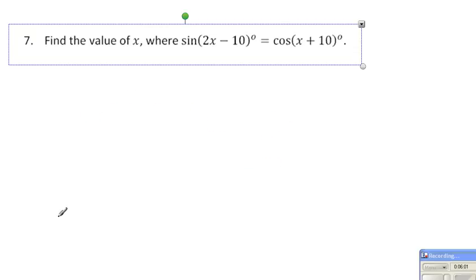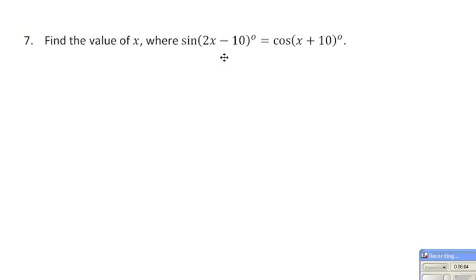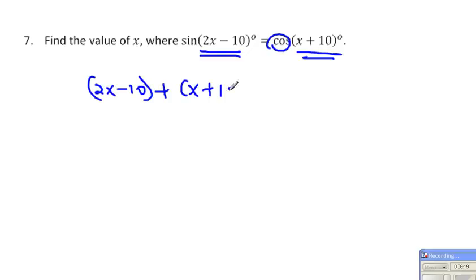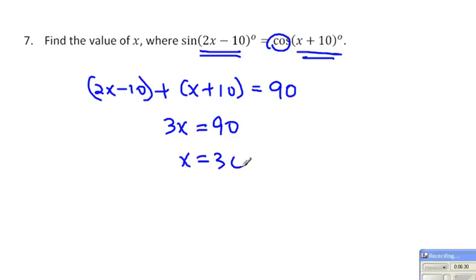Now, number 7. Likewise here, when the angles are complementary, from the chart right here, the values should be equal to each other. So in other words, 2x minus 10, when added to x plus 10, will be equal to 90. Now when you simplify all these things, we get 3x equals 90, where x is equal to 30. Now, there it goes.